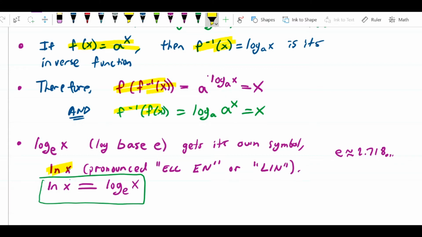And it's pronounced either ln. You'll usually hear me pronounce it ln x. Some people pronounce it lin. I've even heard it pronounced lawn. I guess it's up to you. I think that ln is probably the most common pronunciation of this. And it's simply, by definition, ln x. It just means log base e of x. It's just a shorthand for this very important logarithm.